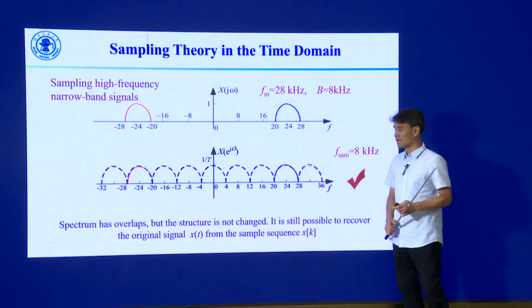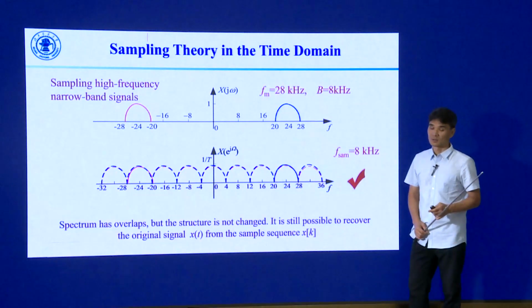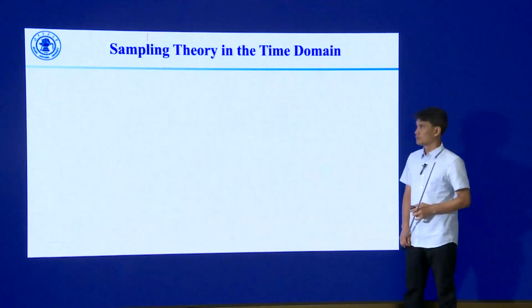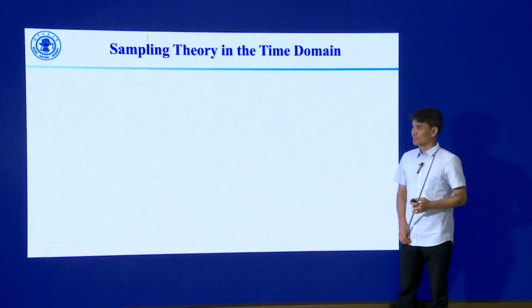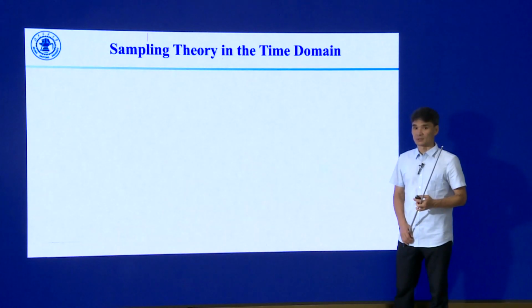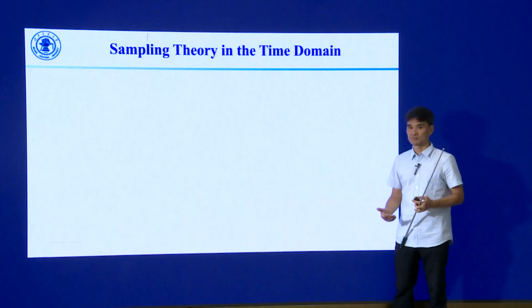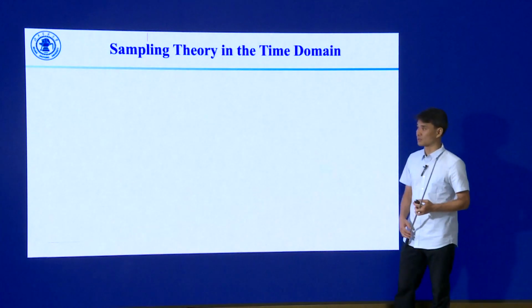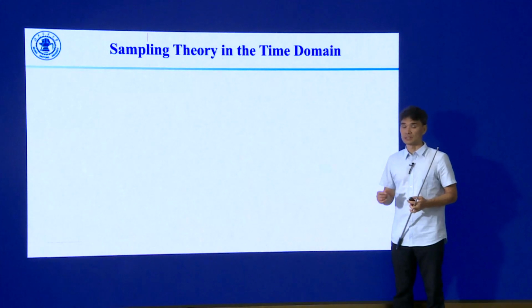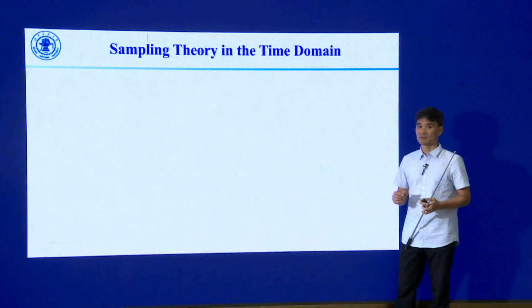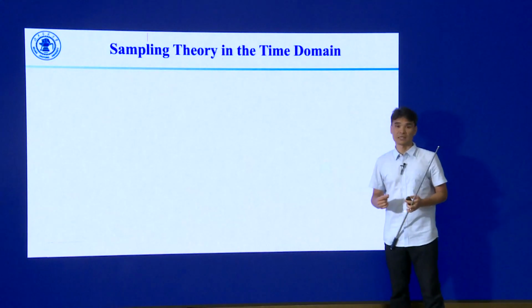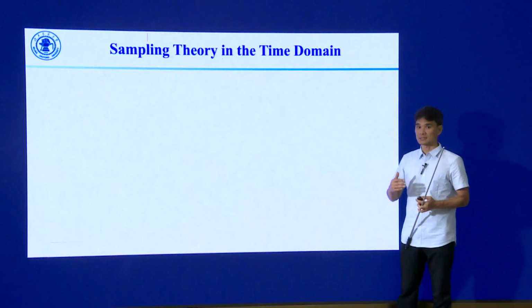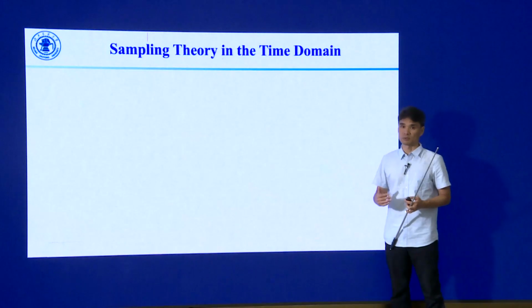But not every single signal can be this lucky. The previous examples show us that the Nyquist frequency actually is the sufficient condition. In case the signals are high frequency narrowband signals, we may have a chance to recover the original signal without any information loss using a sampling frequency significantly smaller than the Nyquist frequency.